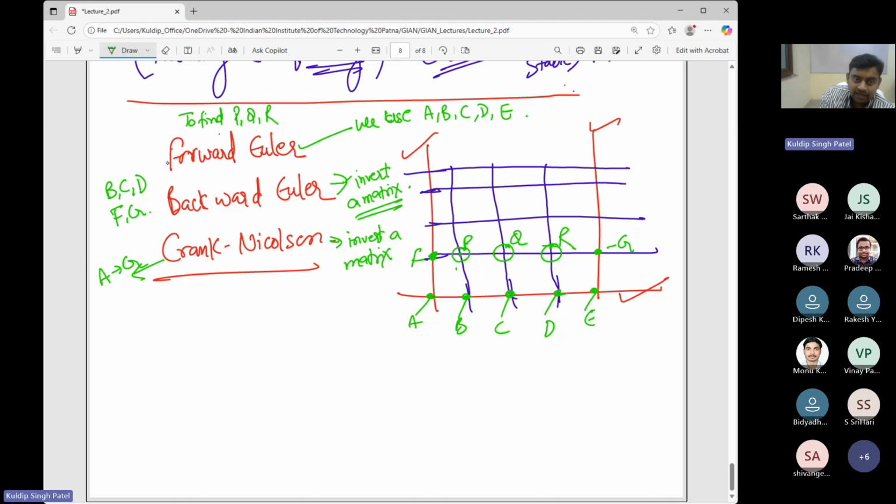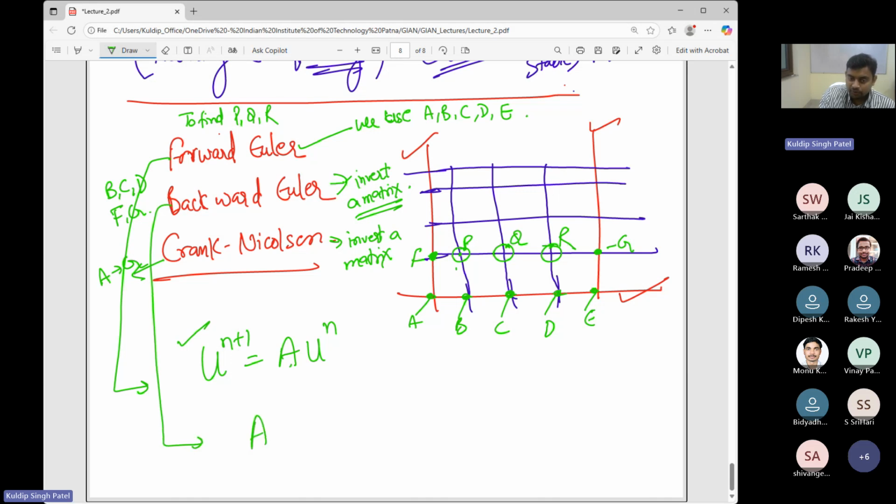In forward Euler, what equation do you get? U^(n+1) = A U^n. No need to invert. You have U^n, you multiply by A, you get U^(n+1). In backward Euler, what do you get? A U^(n+1) = U^n. So if you want to find U^(n+1), what do you need to do? A slash U^n. So you have to invert it. Agree, everyone?